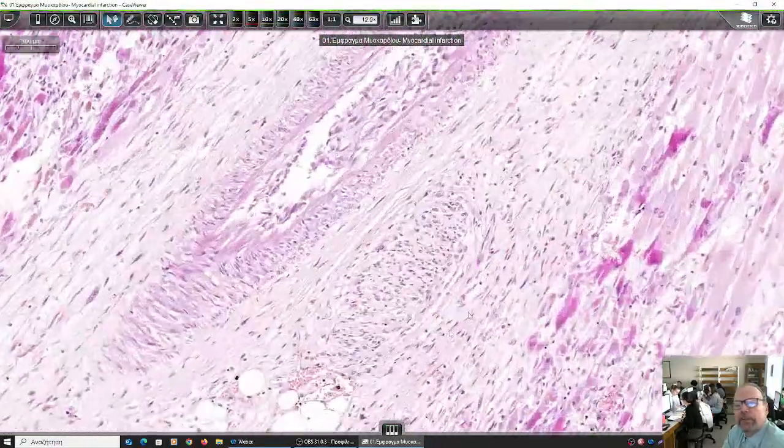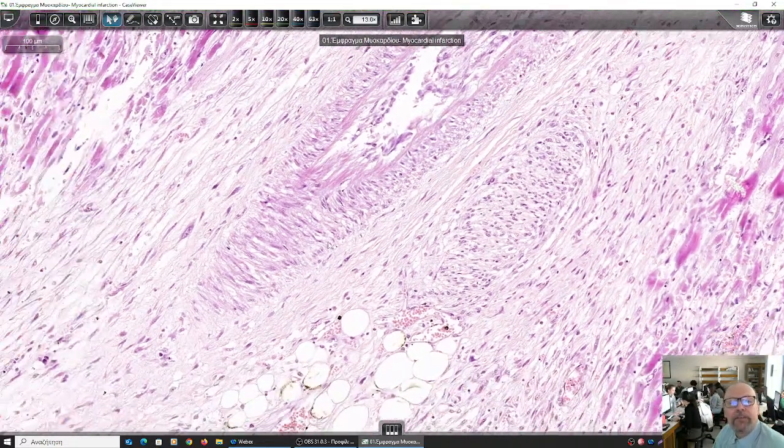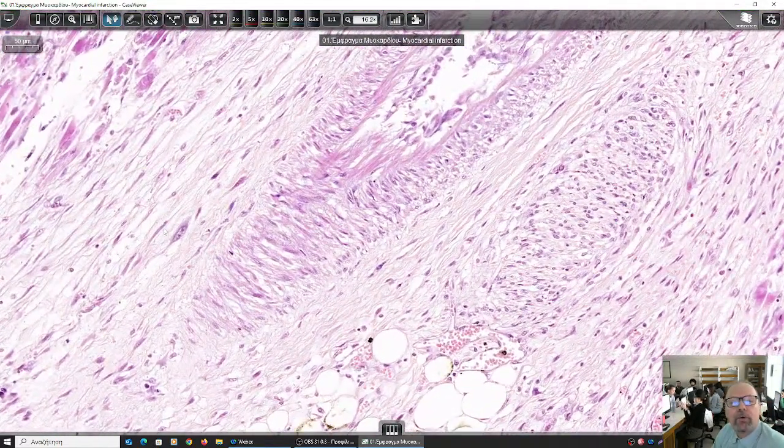What tissue is this here? Here we have no fibers, no muscular fibers. We have another sort of tissue. Can you identify these cells? I'm sure you know them from histology. Which cells are they? Yep. Fibroblasts. So this is a fibroblastic reaction.